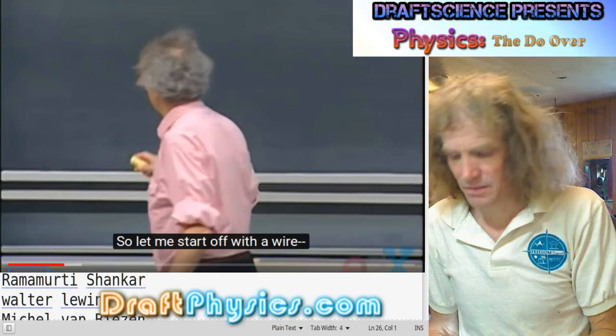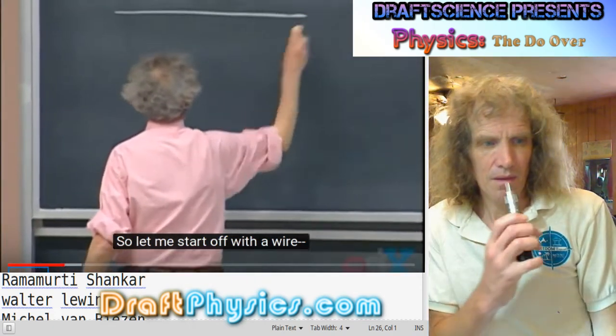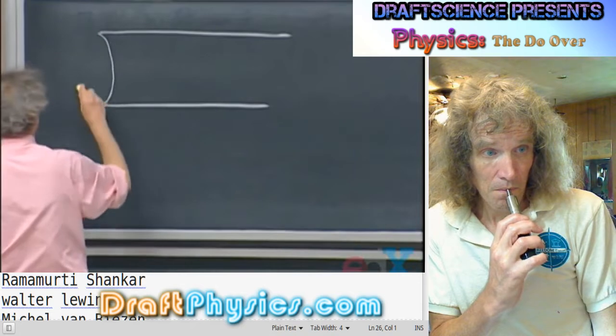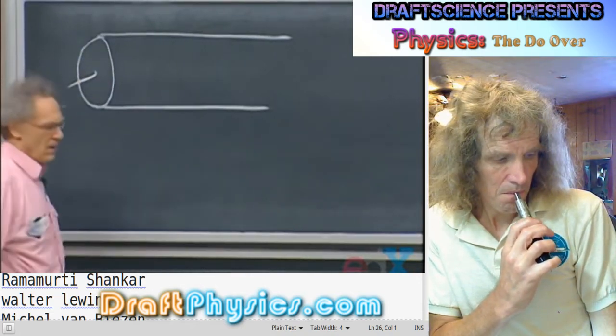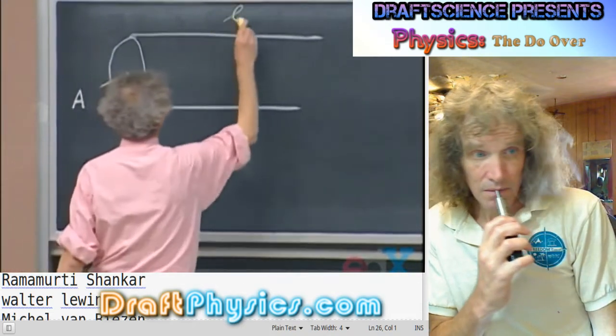And that's resistance. Wire, which has a cross-section A, and it has a length L.